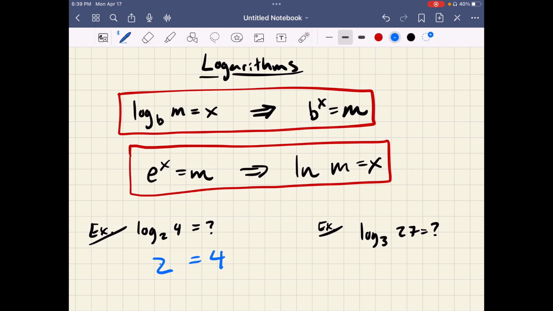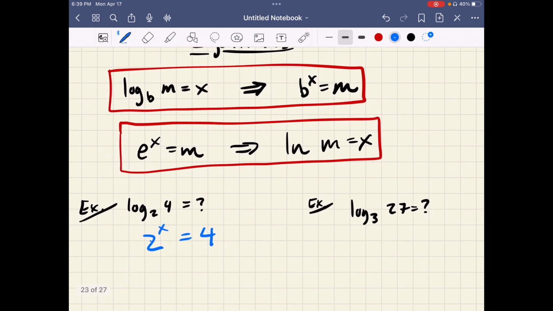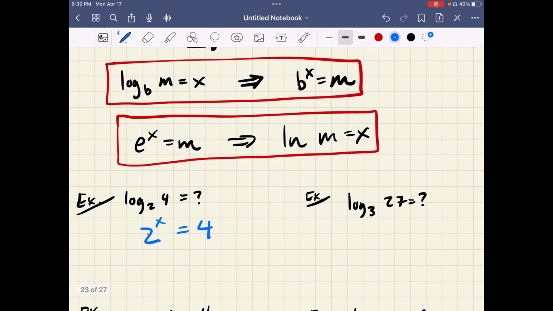And then what I don't know, with my question mark here, we can use an x for that, but it's in the same spot as that x here. So I'm going to write it as my exponent that's on my 2. So now I have x. And now we can think to ourselves, 2 to what power gives me 4? And if you remember, we'll all know that x equals 2. So then I can come back and say that the log base 2 of 4, in fact, equals 2.